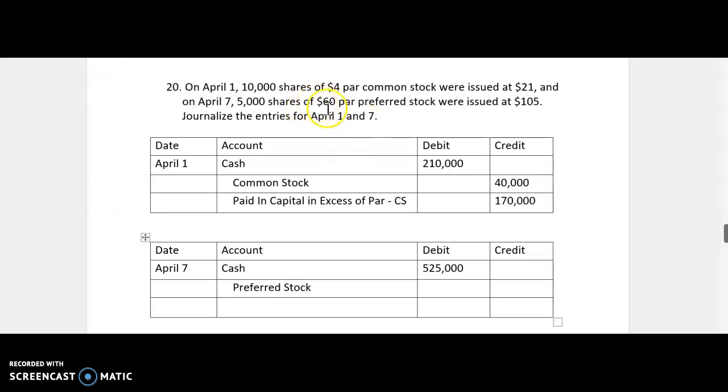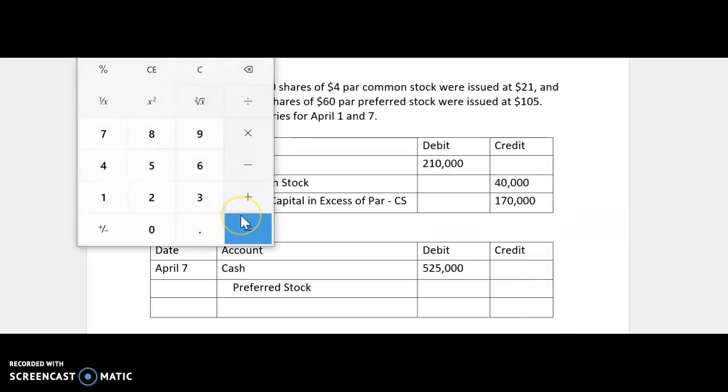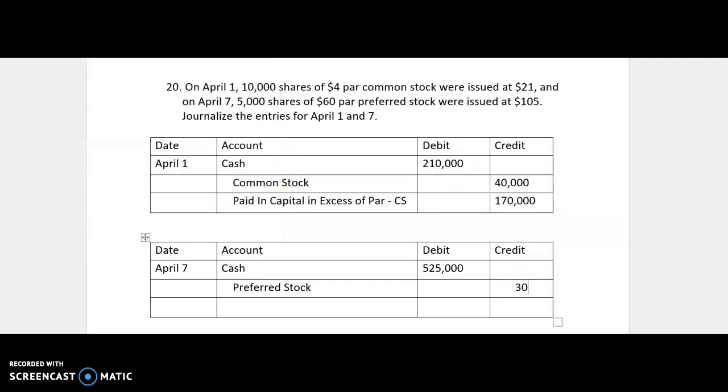So $60 par times your 5,000 shares. So you would put in 60 times 5,000, just to show you how we're getting those numbers. Okay, and then the rest would be paid-in capital in excess of par, preferred stock, or additional paid-in capital. You could use that one. And it's just the difference, or the amount above par that they paid you.